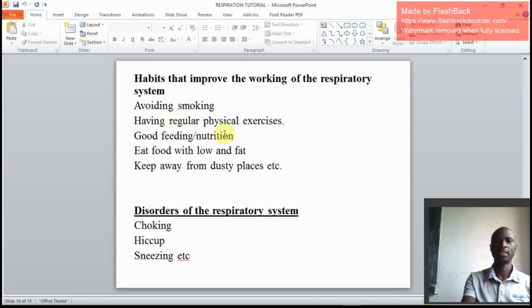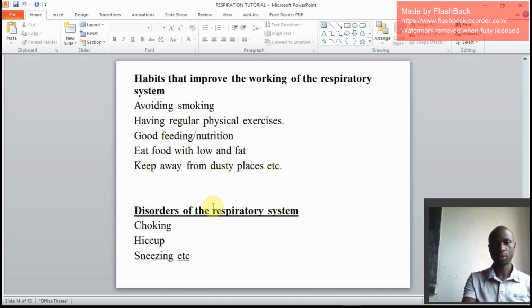It is essential, and it cross-cuts to almost all systems. Then eat food with low fat. We need not eat too much fats, because accumulation of fats may lead to obesity. We keep away from dusty places.